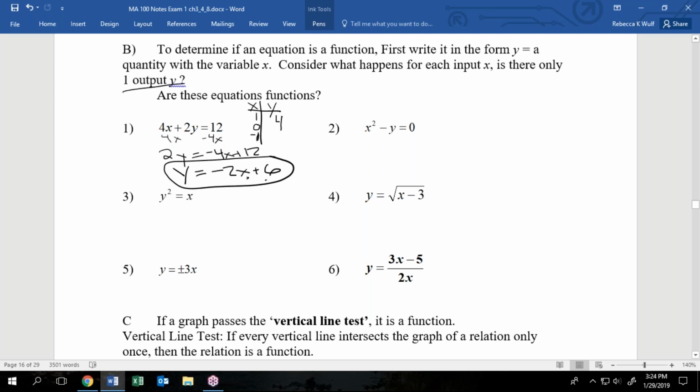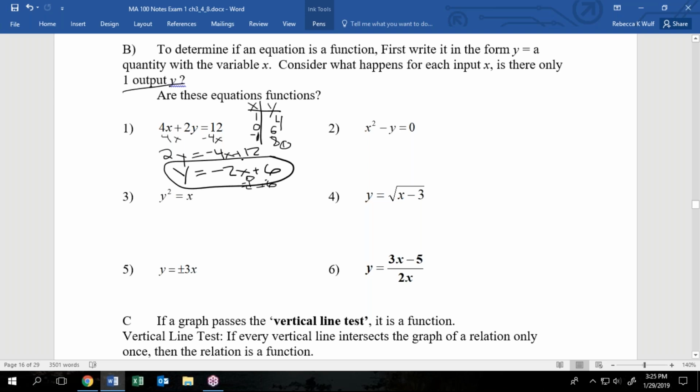Let's try some more just to be sure. If I plug in 0, that's pretty easy. I get the intercept there. I get -6. If I plug in -2, I get 2 plus 6 is 8. Now again, I don't really care about what the answer is. I care that for each x I put in, I got one and only one number.